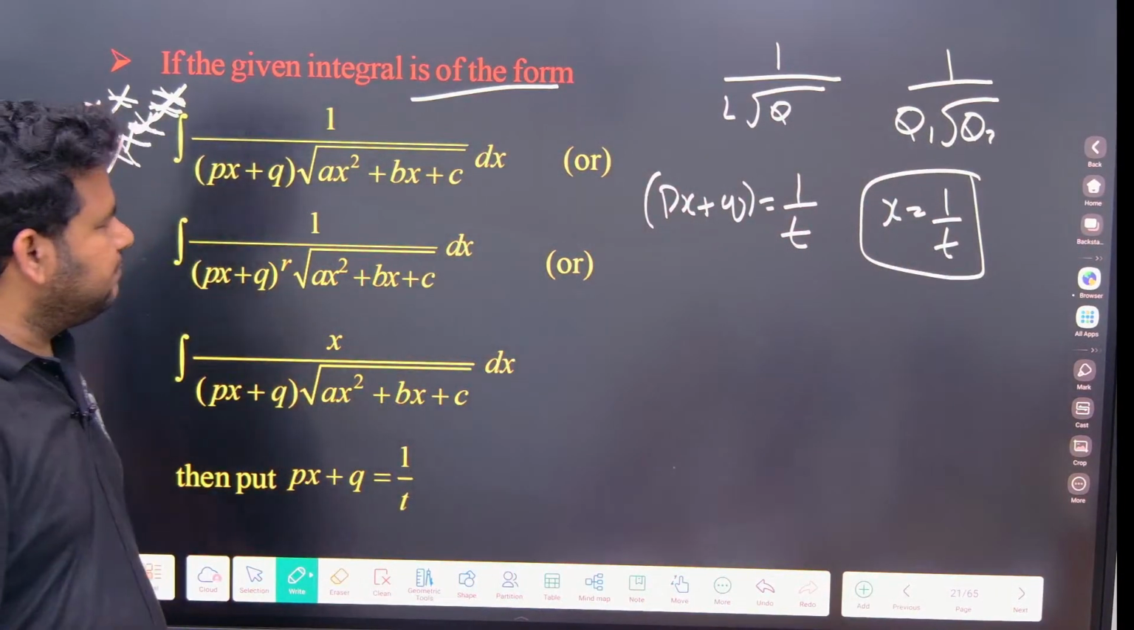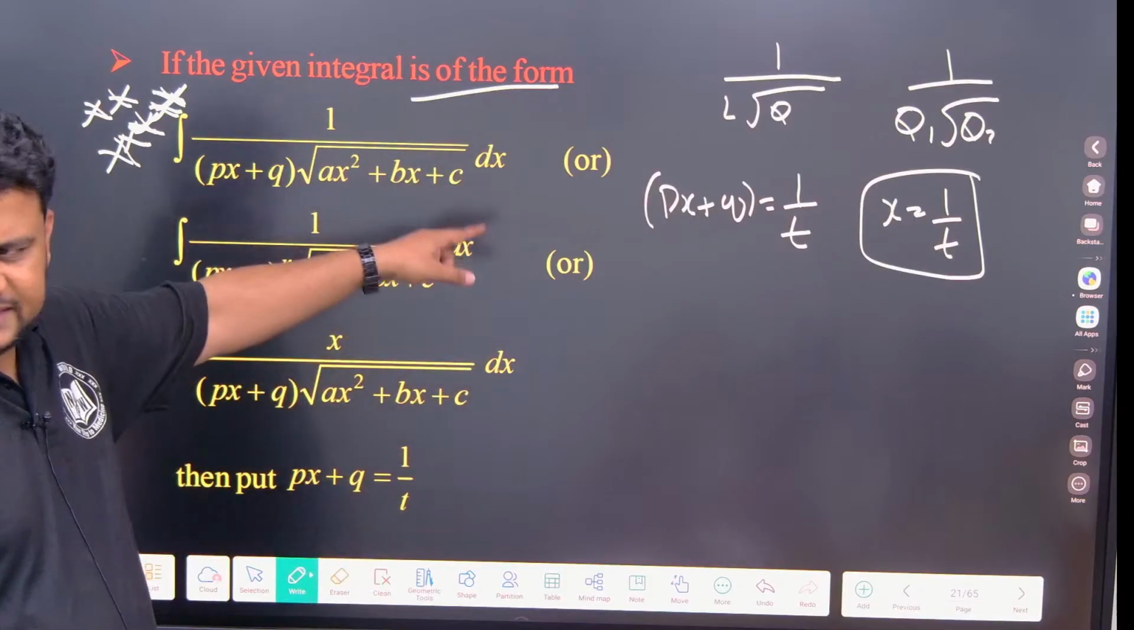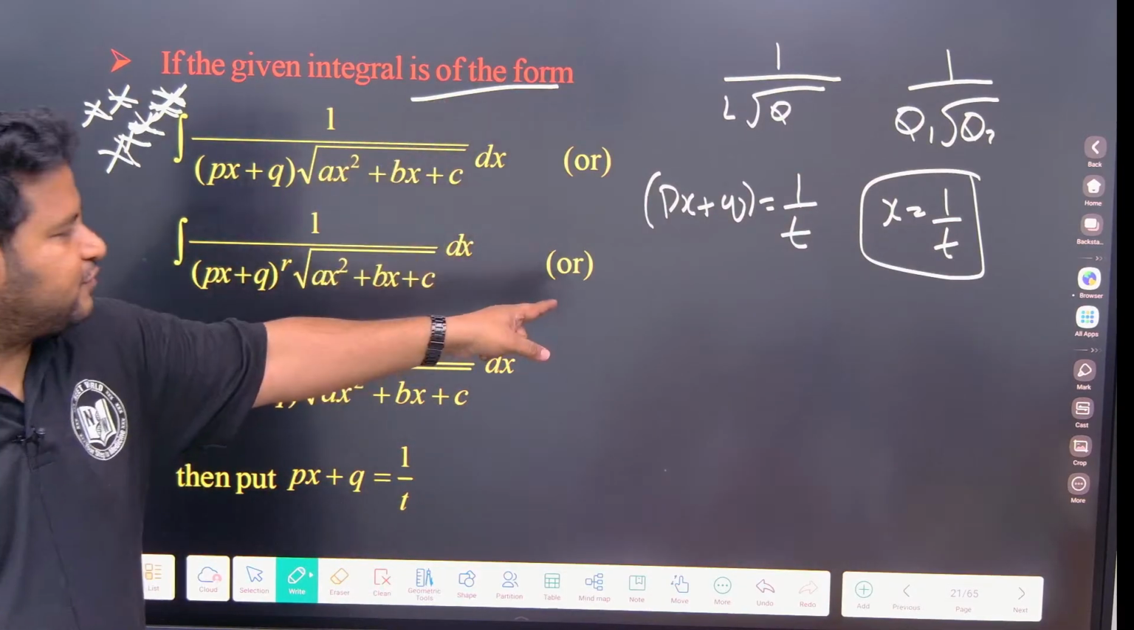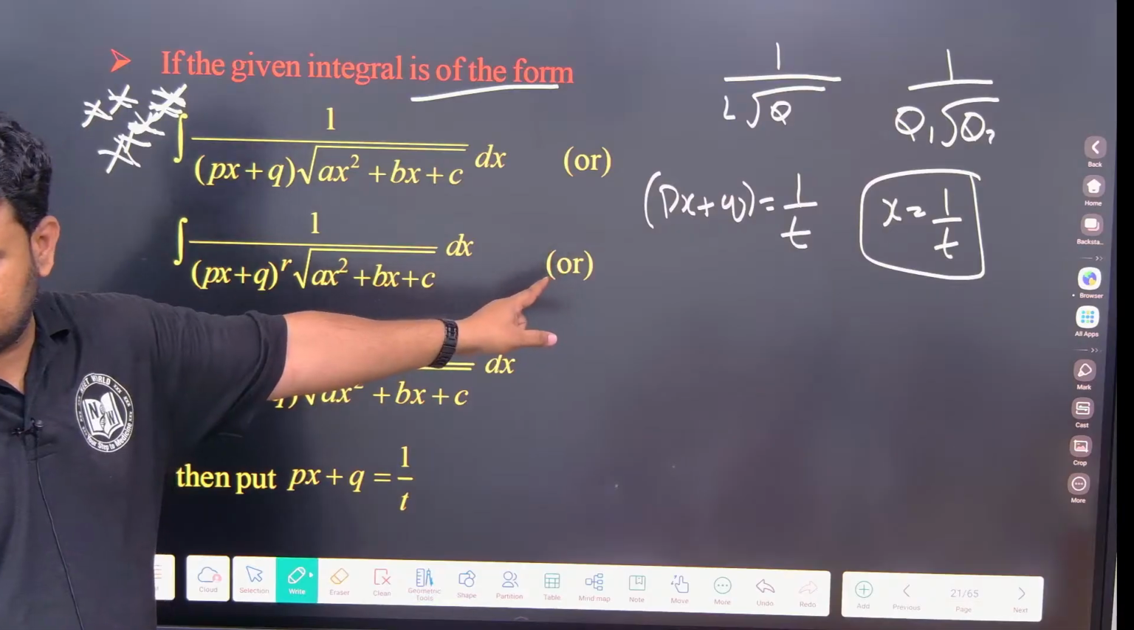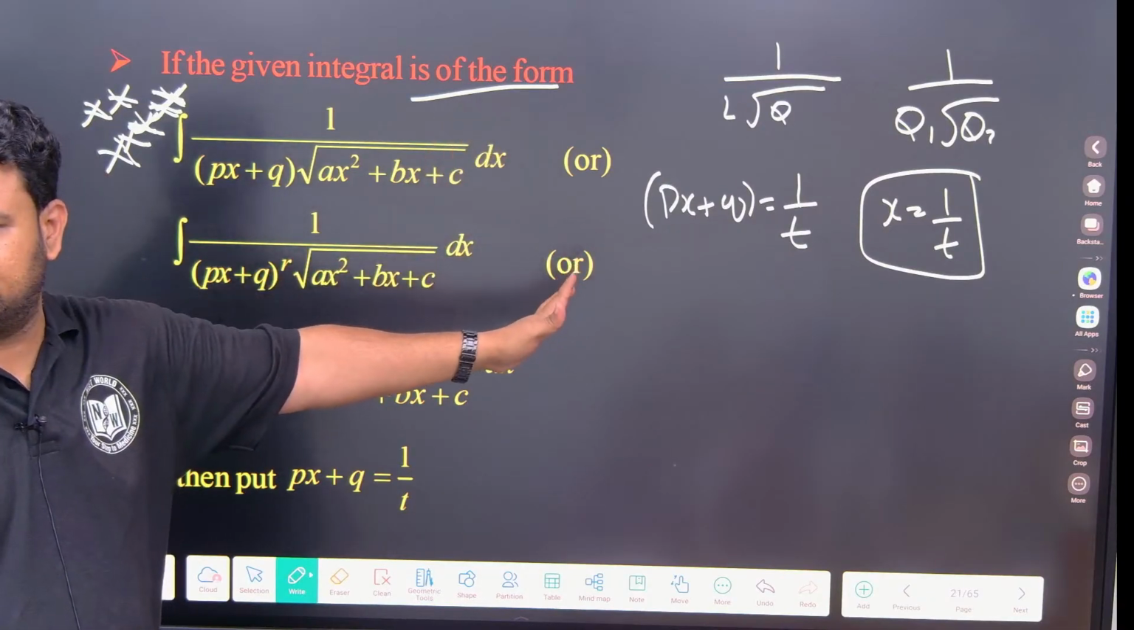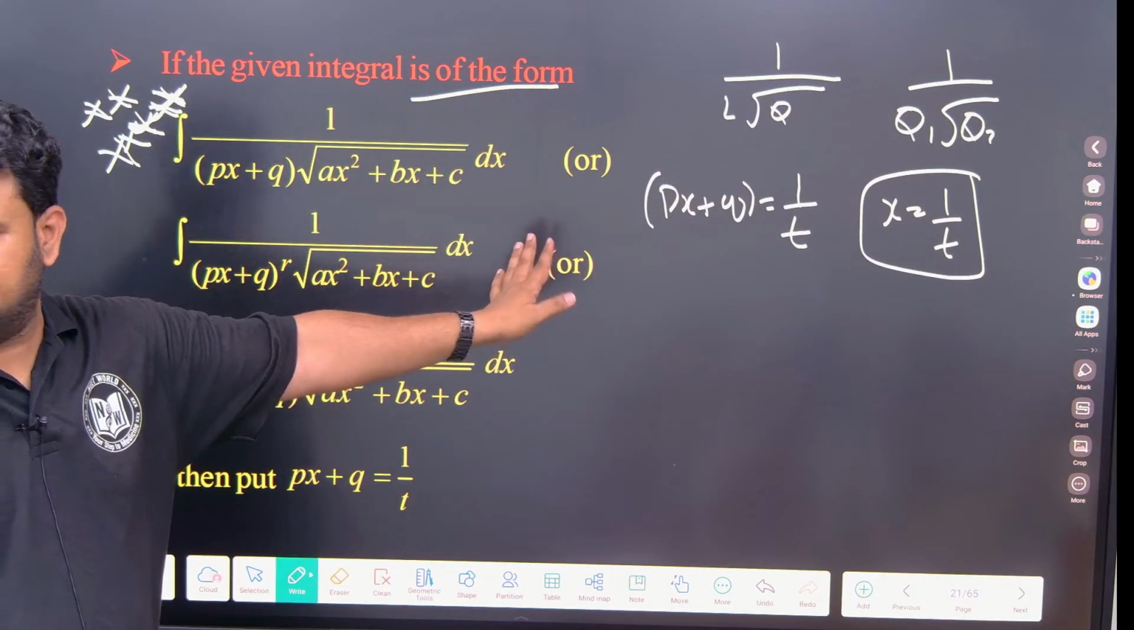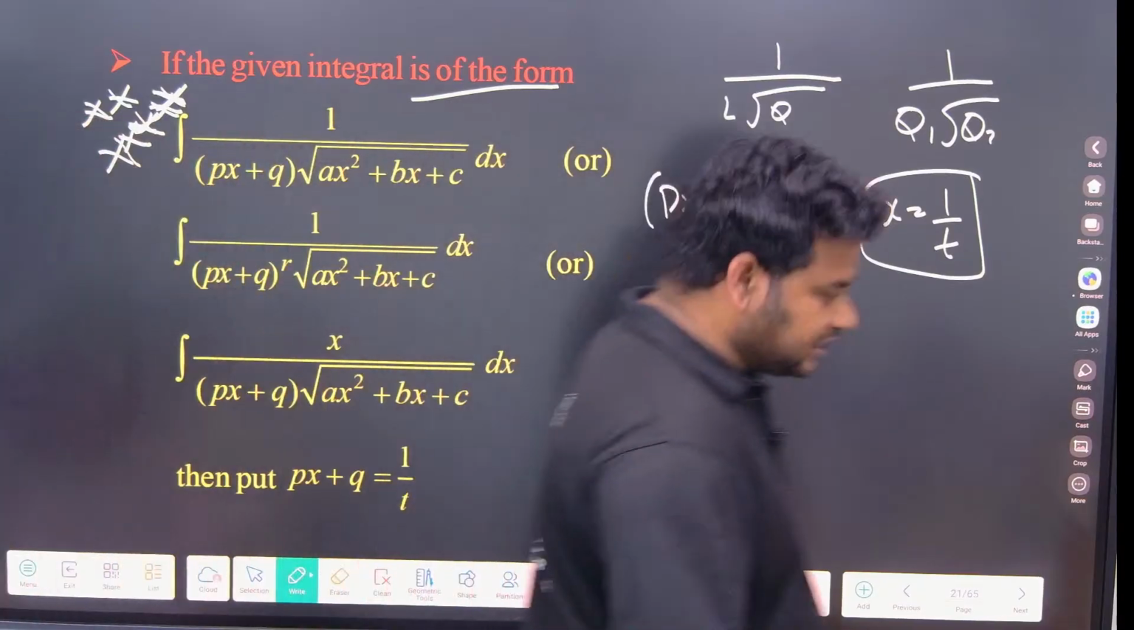Okay, done no? Px plus q is equal to 1 by t. If it is 1 by linear combined with quadratic, you are getting Px plus q is equal to 1 by t. If you are getting quadratic only, you have to take what? x is equal to 1 by t. Please remember this.